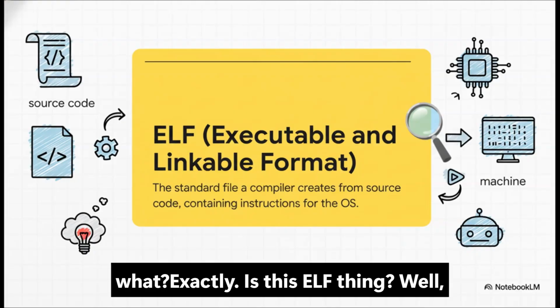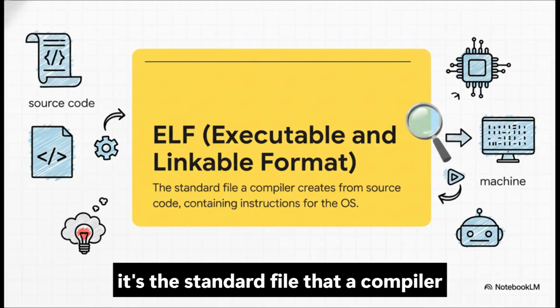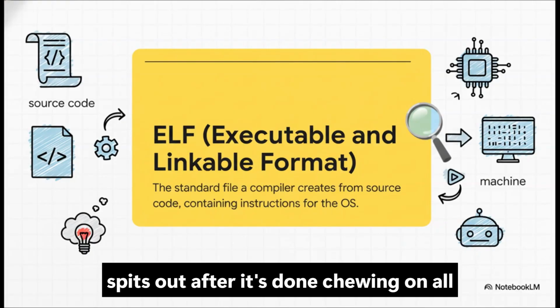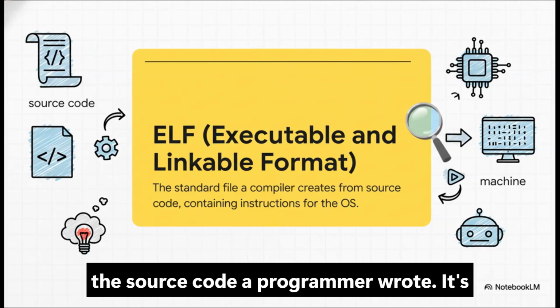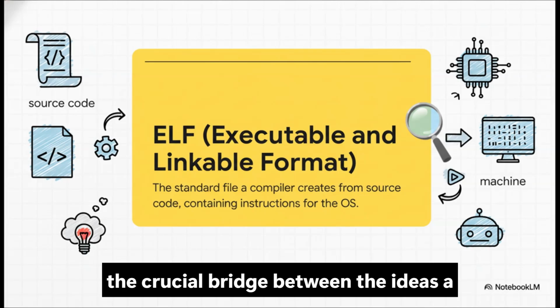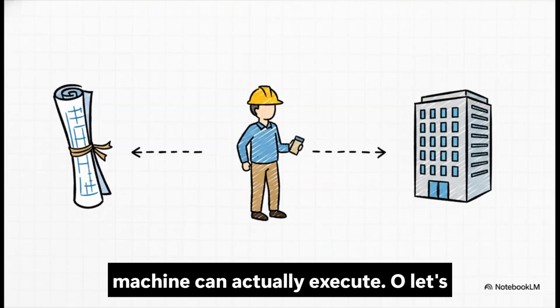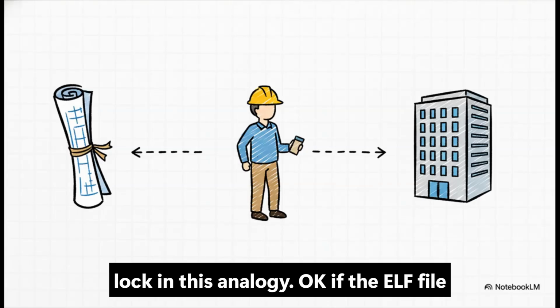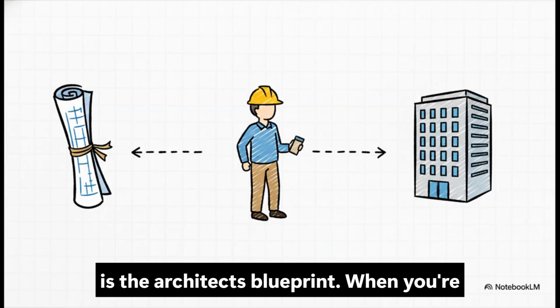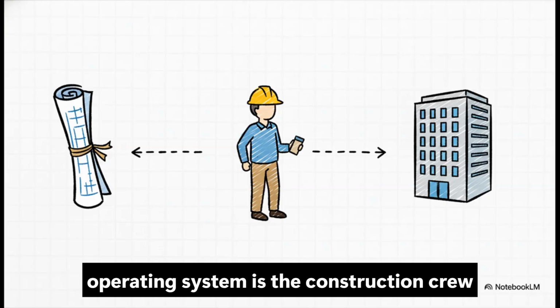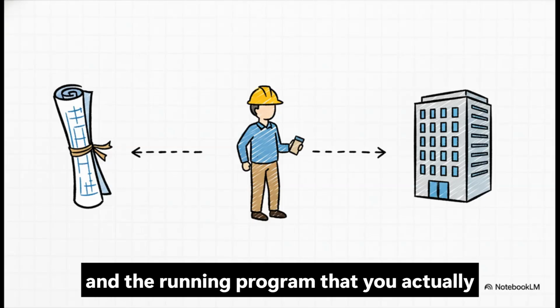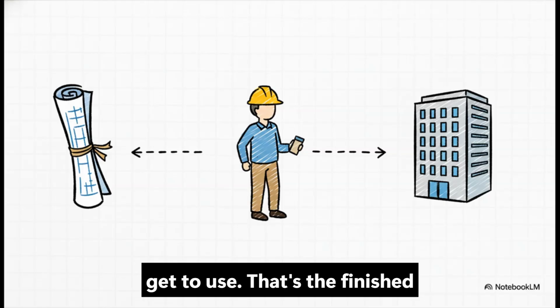So what exactly is this ELF thing? Well, it's the standard file that a compiler spits out after it's done chewing on all the source code a programmer wrote. It's the crucial bridge between the ideas a human can write and the instructions a machine can actually execute. So let's lock in this analogy, okay? If the ELF file is the architect's blueprint, then your operating system is the construction crew, and the running program that you actually get to use, that's the finished, functional building.